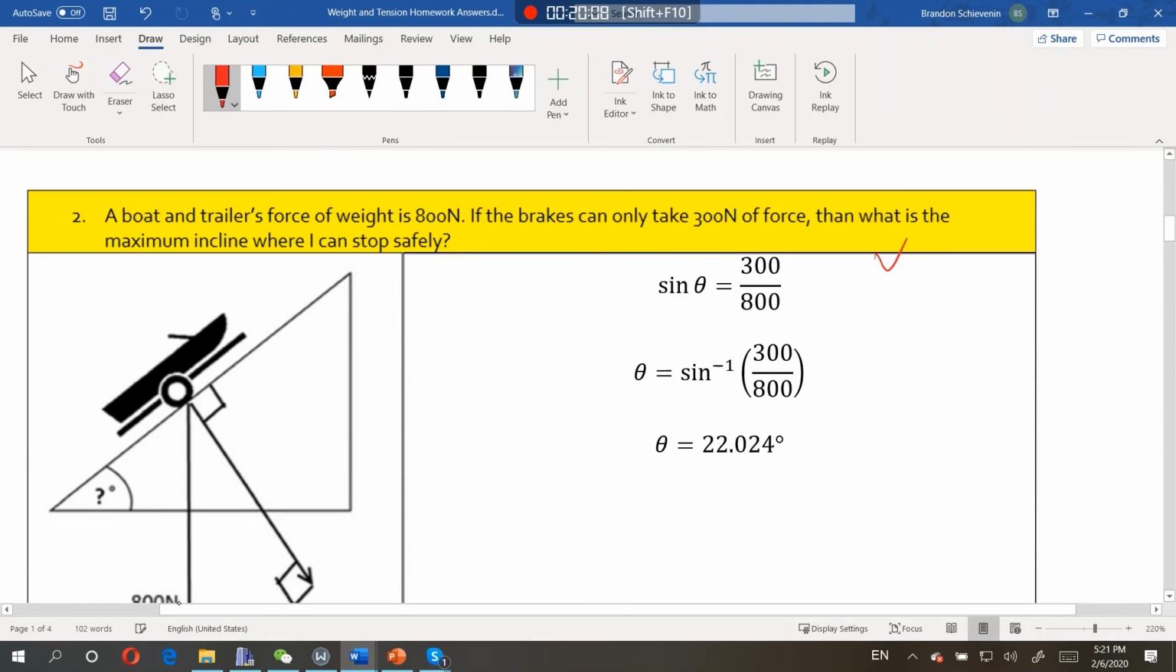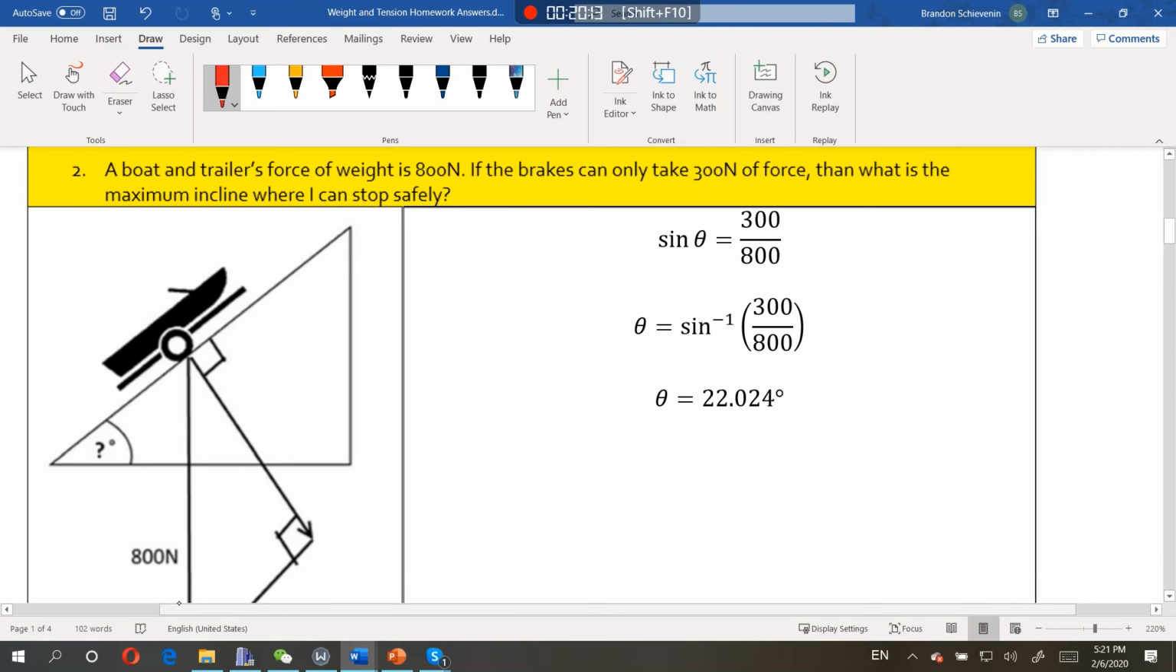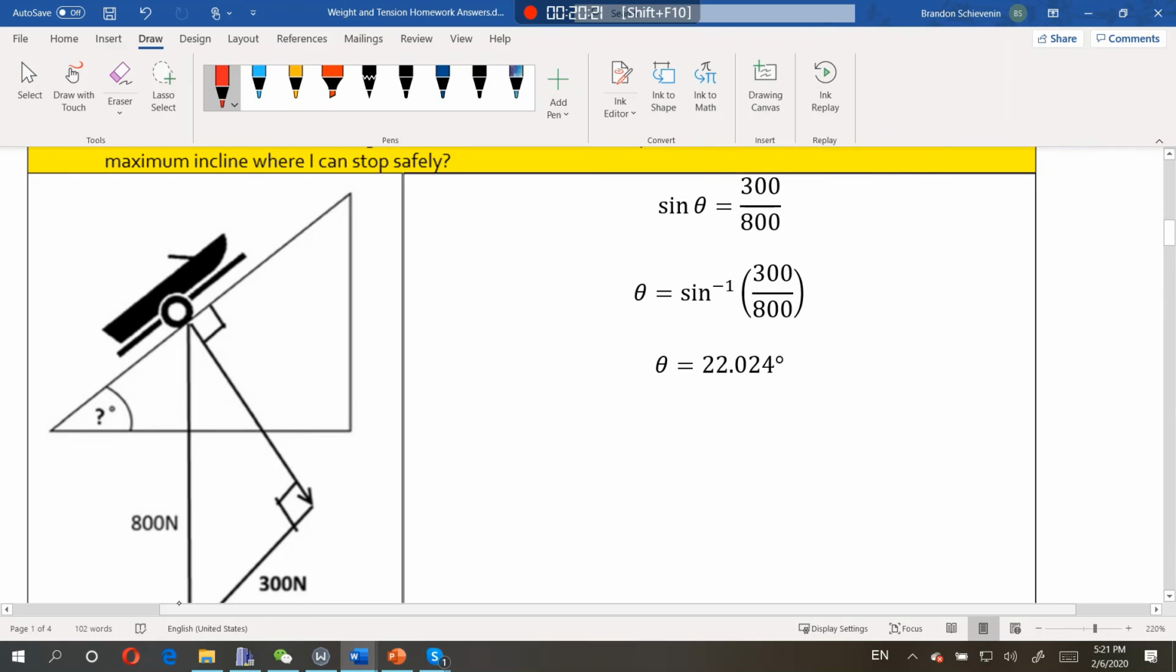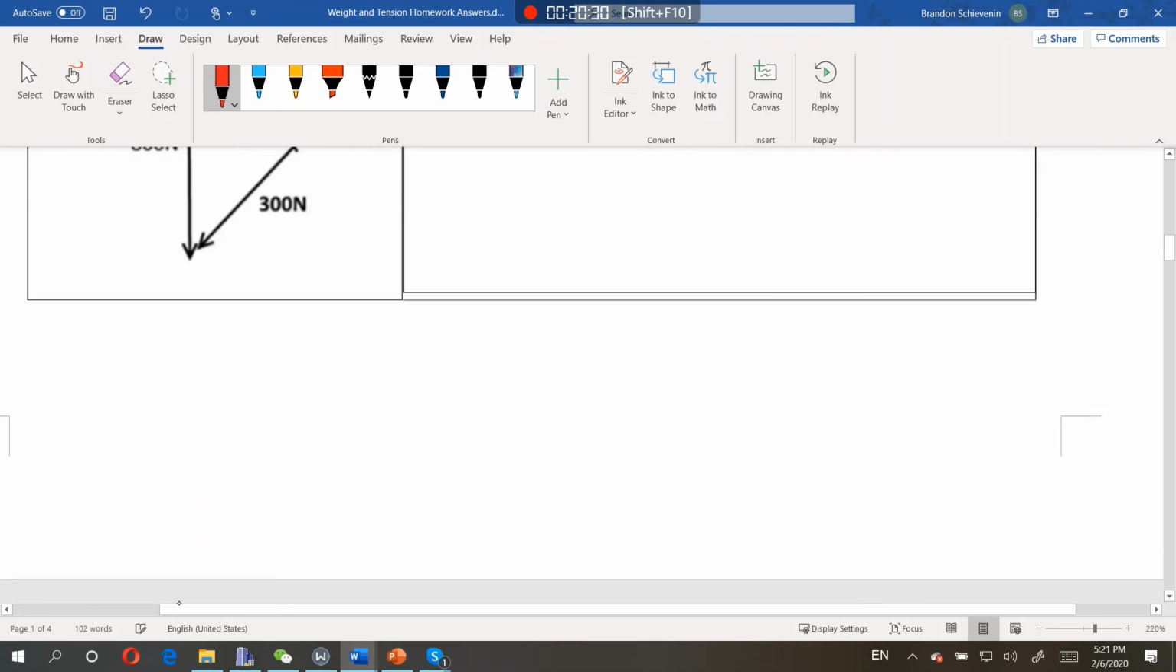Okay, if I want to solve for the maximum incline I can support, if I know my weight is 800 newtons, then I can also set up a sine relationship. So this is the sine of my angle here. It should be equal to opposite over hypotenuse, which is 300 over 800, and then my arc sine should give me the angle.